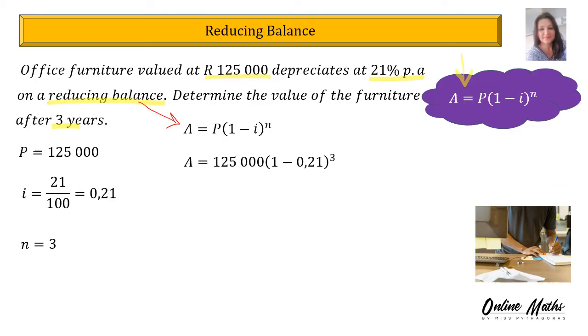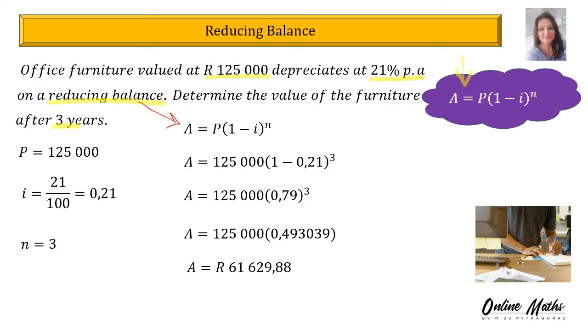Then in P's place, we substitute the 125,000. 1 minus I was 0,21 to the power of 3. We say 1 minus 0,21 is 0,79 to the power of 3. Can you see how I do it step by step and no rounding off? Times the 125,000. Therefore, the office furniture's value after the 3 years will be 61,629 Rand and 88 cents. Can you see it depreciated?